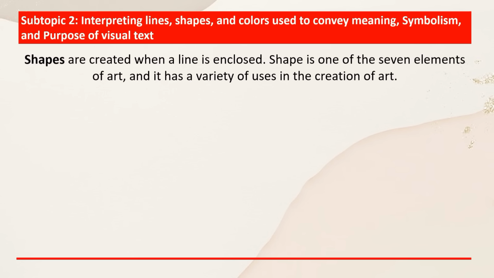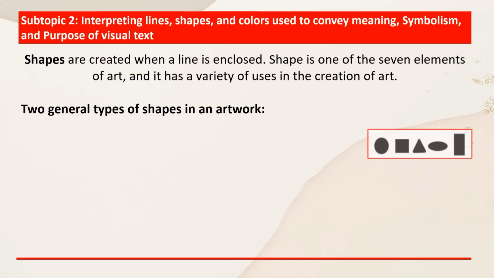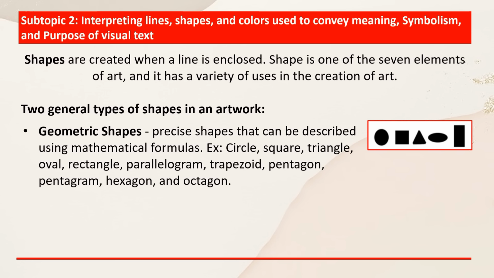Shapes are created when a line is enclosed. Shape is one of the 7 elements of art, and it has a variety of uses in the creation of art. 2 general types of shapes in an artwork. One, we have geometric shapes, precise shapes that can be described using mathematical formulas. For example, circle, square, triangle, oval, rectangle, parallelogram, trapezoid, pentagon, pentagram, hexagon, and octagon.